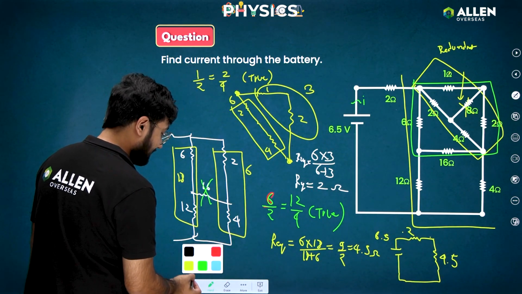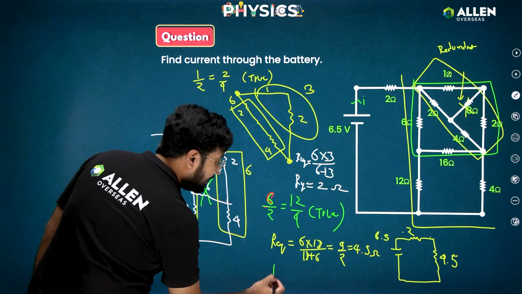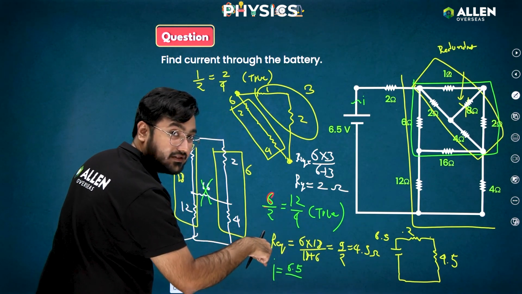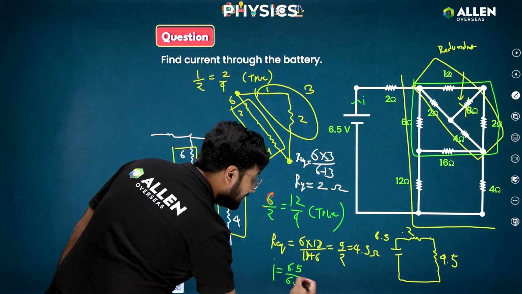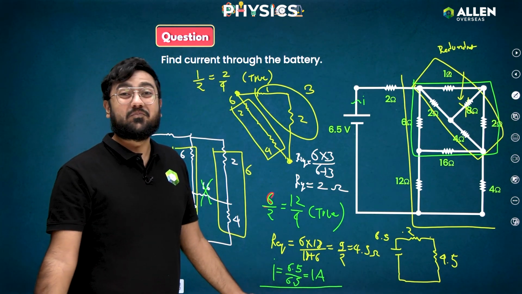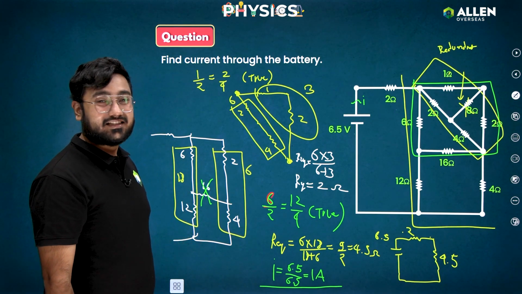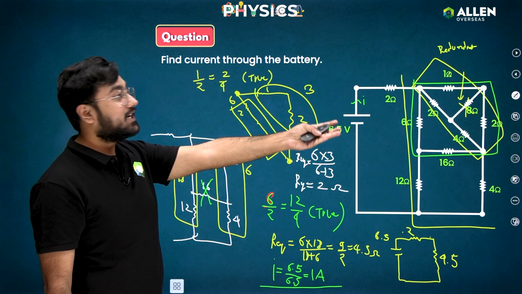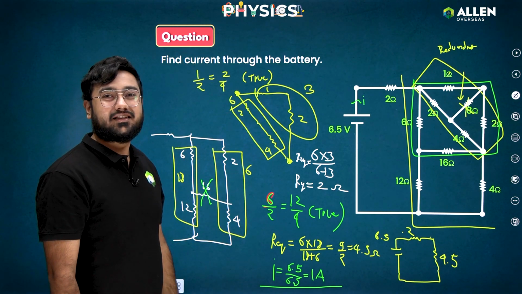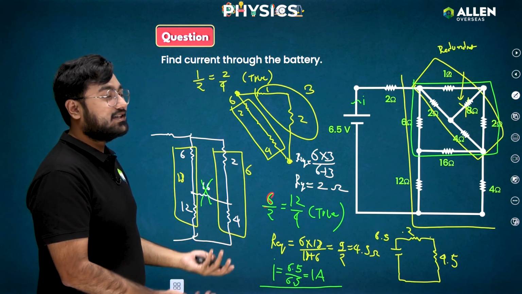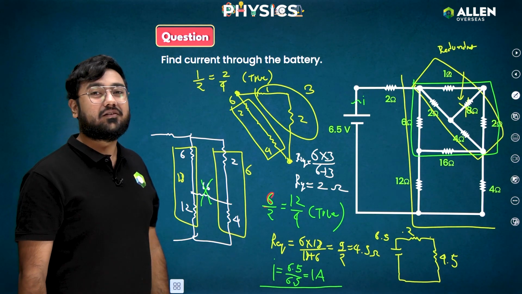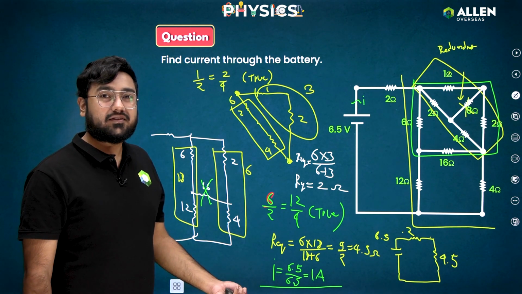And what will be the current? Current will be equal to 6.5 divided by 6.5. That is 1 ampere. At last, 1 ampere. So easy. It looks overwhelming, but with the concept of the balanced Wheatstone bridge, it is quite easy. You just have to apply it again and again. That's how you have to tackle questions of unbalanced as well as balanced Wheatstone bridge.